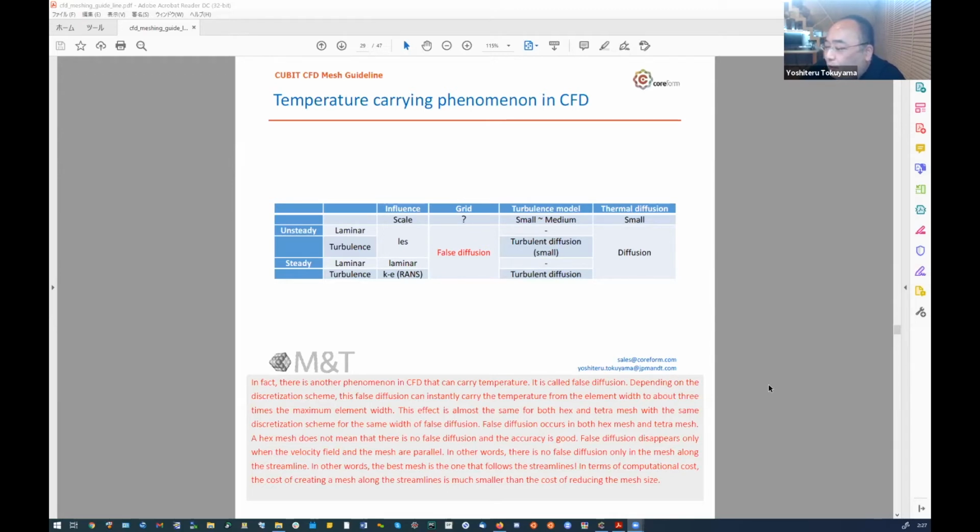A hexa mesh does not mean that there is no false diffusion and the accuracy is good. False diffusion disappears only when the velocity field and the mesh are parallel. In other words, there is no false diffusion only in the mesh along the streamline. In other words, the best mesh is the one that follows the streamline. In terms of computational cost, the cost of creating a mesh along the streamline is much smaller than the cost of reducing the mesh size.